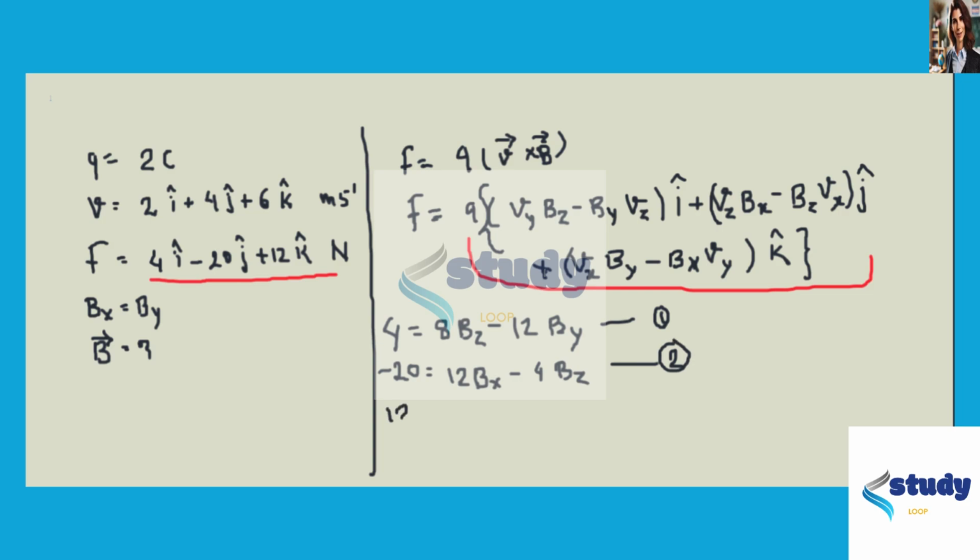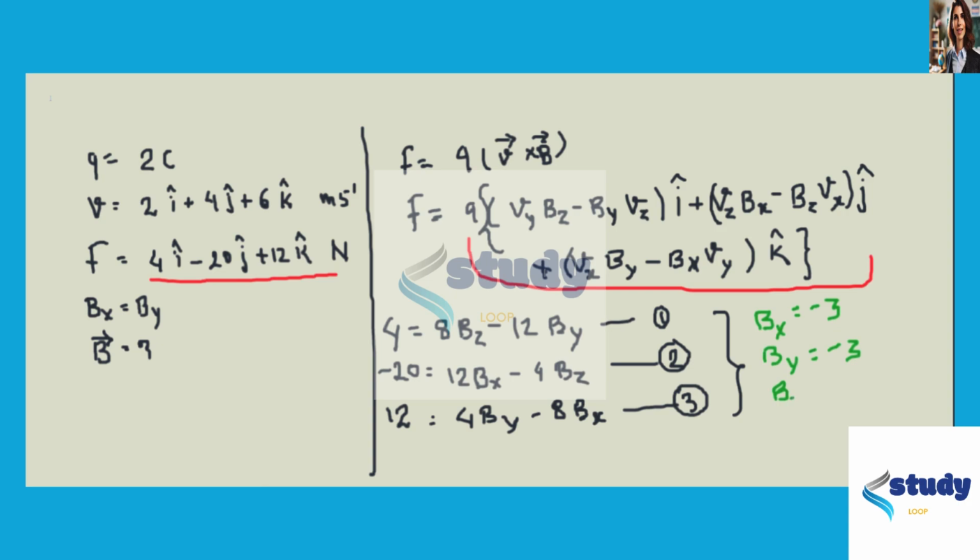Now the other one is 12 is equal to 4By minus 8Bx. Now this is the third one. Now the only thing we need to do is solve these equations. And if you solve these equations, this will give me Bx equals minus 3, By equals minus 3, and the question also says that Bx equals By. We don't need that actually. We can figure that out on our own.